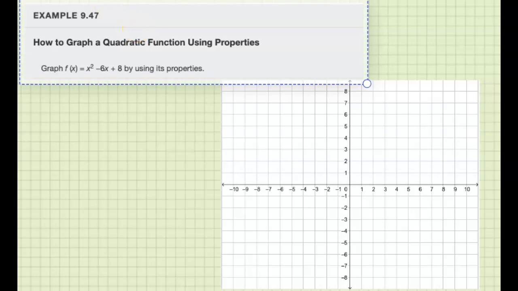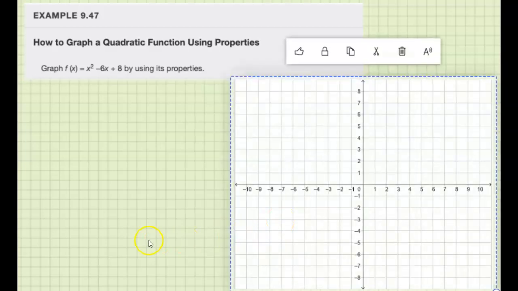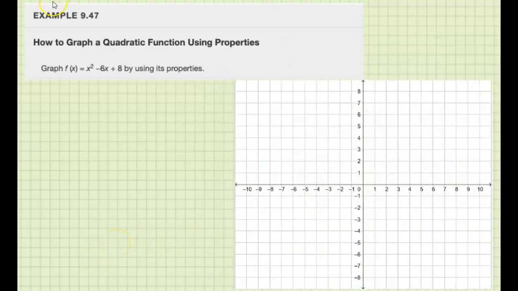Welcome. So in this example, we're going to graph a quadratic function using properties. That means we're going to go through the list of all the things and put the details on the graph, and that will help us make a graph. Notice we don't want to make a table of values, because with a more complicated function it's hard to know which values of x are good to pick, right? Although once you find the vertex, you have a good idea of what's good to pick.